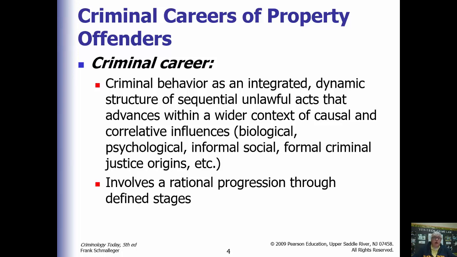And you have a very detailed definition here, talking about the integrated dynamic structure of sequential unlawful acts that advances in the wider context of causal and correlative influences. And you look at all the different types of origins, from biological, psychological, informal social, formal criminal justice origins, etc. You're talking about what takes Johnny Jones from this step to that step to that step, building his criminal career through various stages.